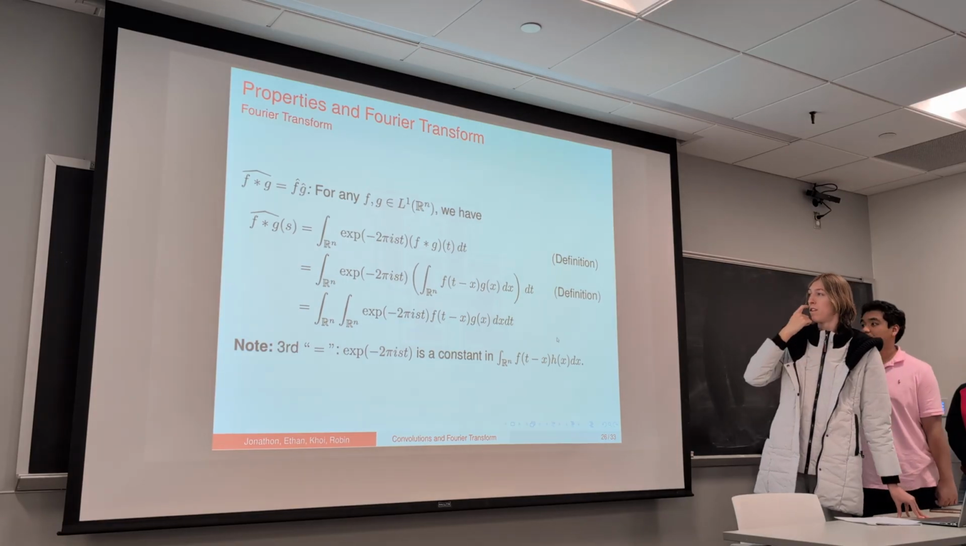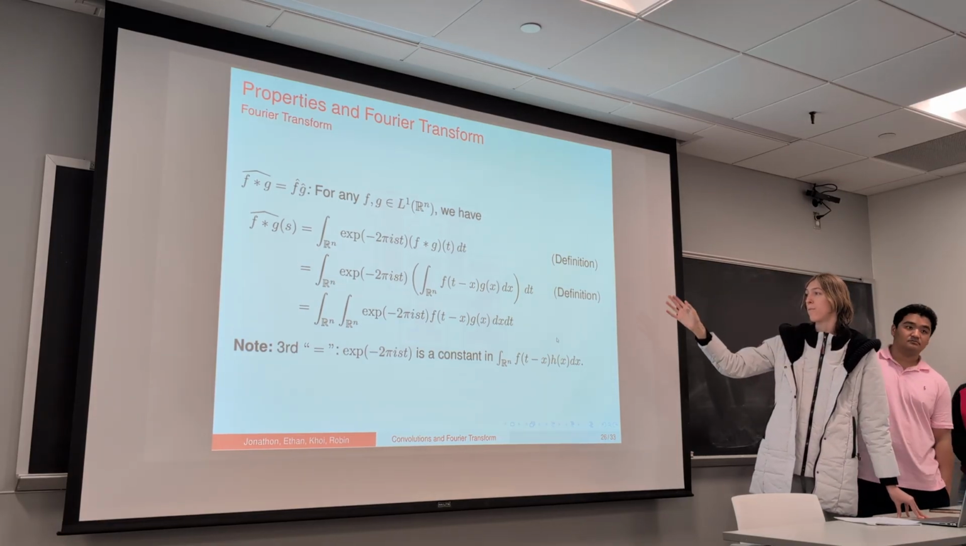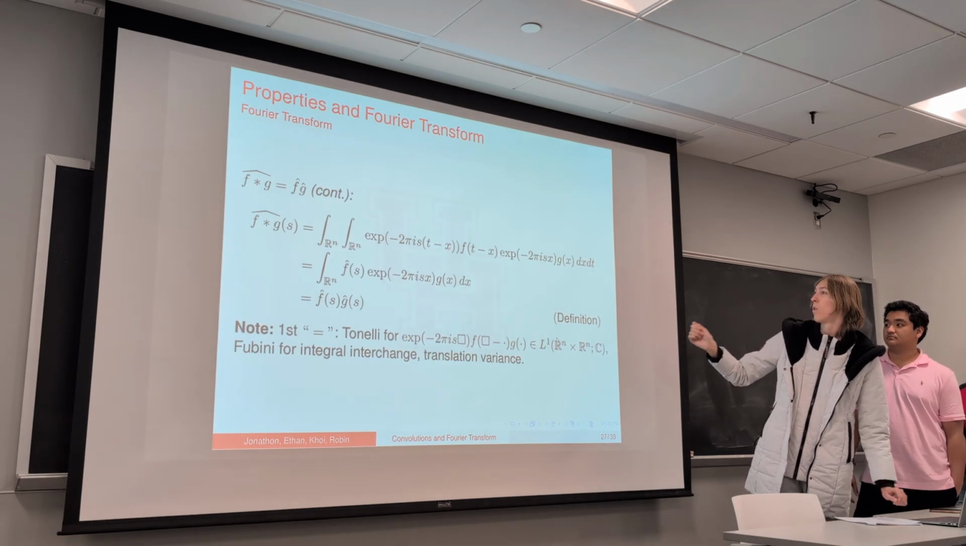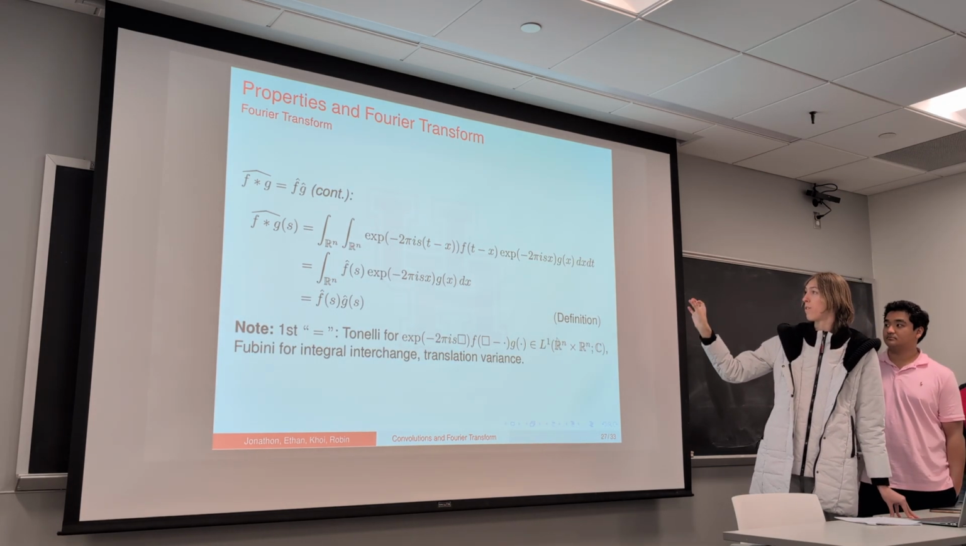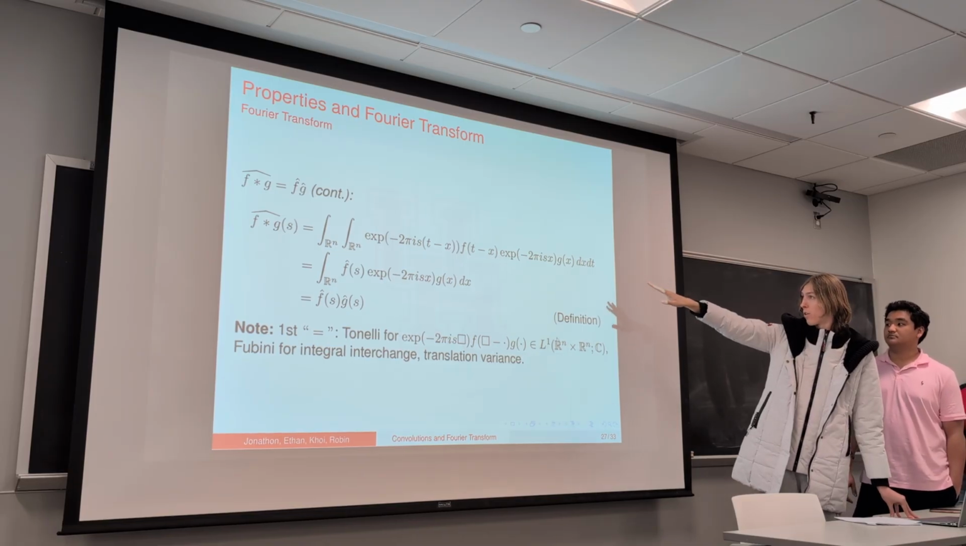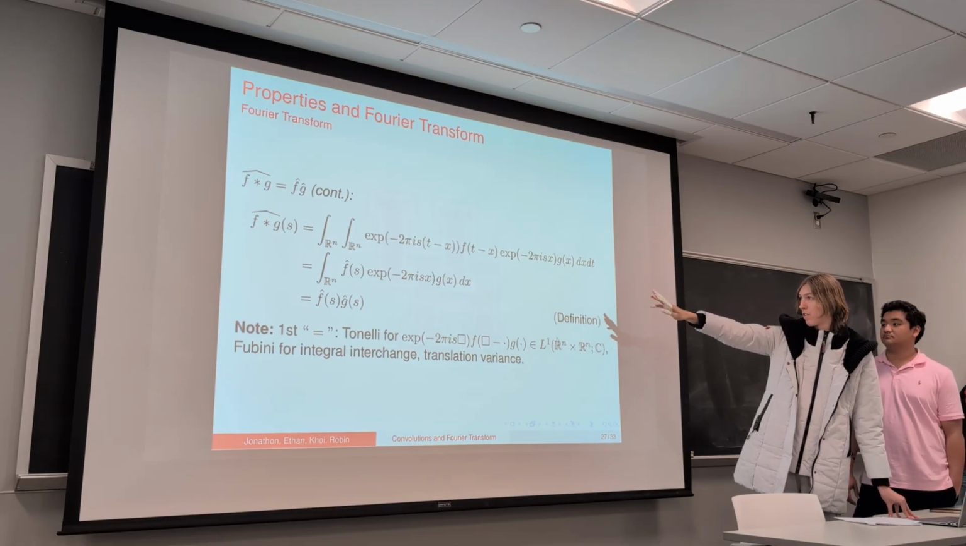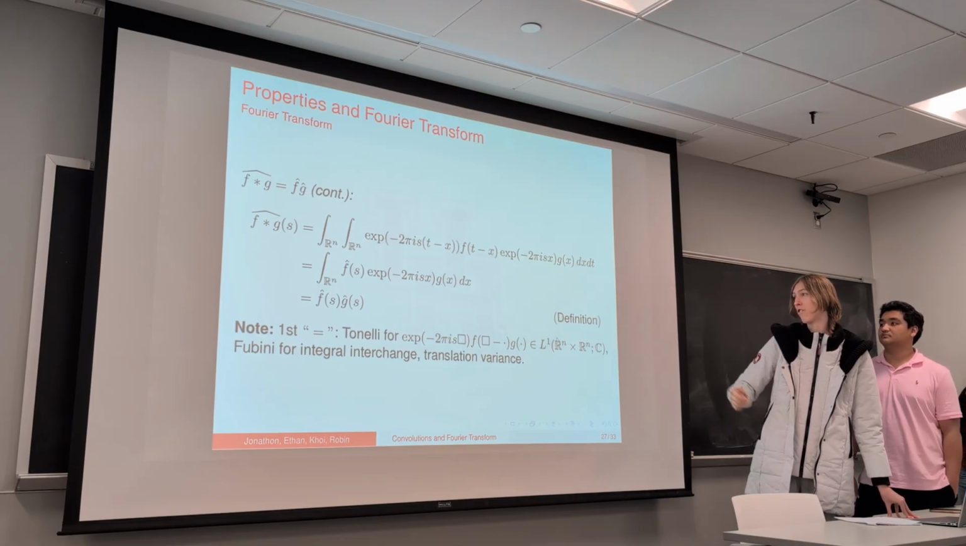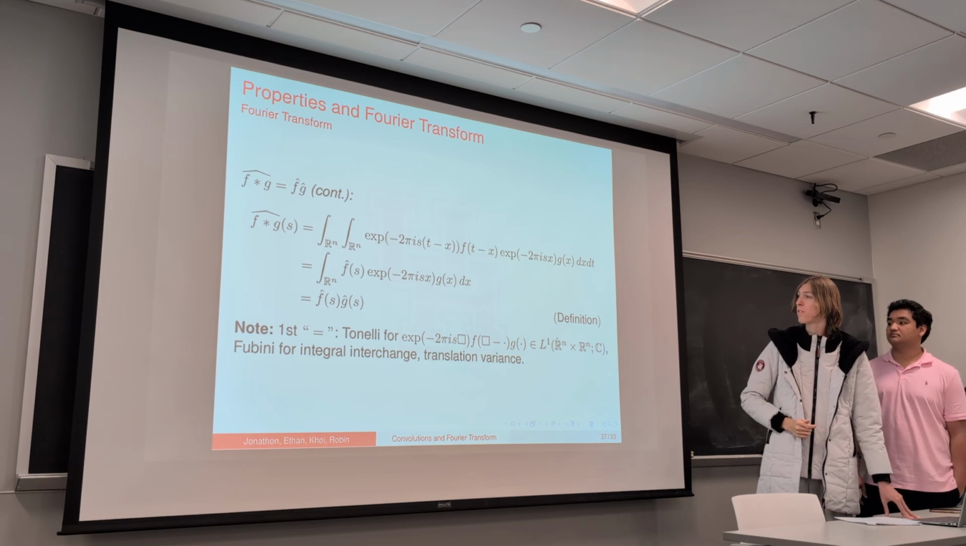For convolution, here we're just applying our definitions, and we get this integral. We are able to use Fubini here to interchange the order of the integrals. We also rewrite the integrand in this way so that we can get a Fourier transform of f. We're also using translation invariance here. And then we just use the definition of the Fourier transform again to get that the Fourier transform of the convolution of f and g is just equal to the product of their Fourier transforms.